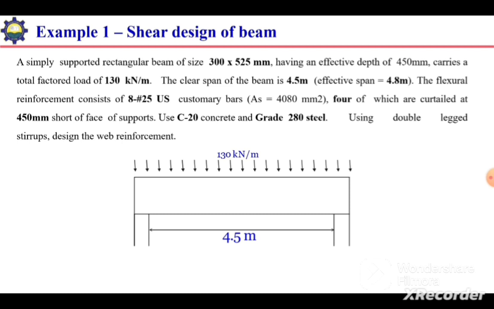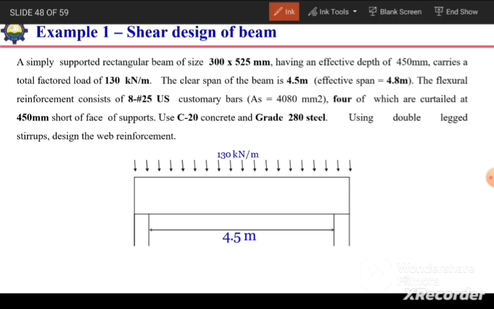Use C20 concrete and grade 280 steel for the design of this beam. Using double leg stirrups, design the web reinforcement. We are given a simply supported beam having span 4.5 meter and subjected to uniformly distributed load of 130 kN per meter.